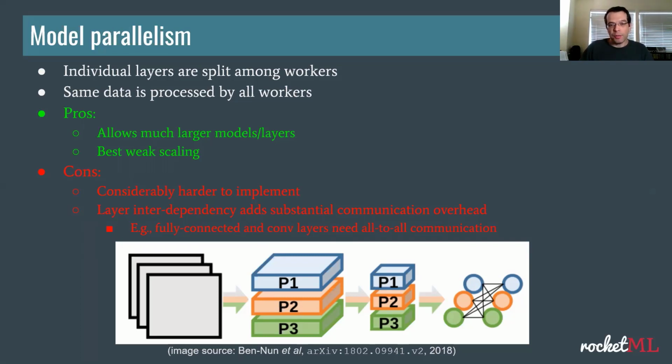The cons of this strategy is obviously it's much harder to implement. You have to implement the operations themselves distributed and all the communication between the workers. And this layer interdependency adds substantial communication overhead. So now instead of say running convolutions independently, they have to run them in parallel. And for example, fully connected and conv layers will need all-to-all communication. It's like implementing a matrix multiplication in parallel, right? There's a lot of communication involved.